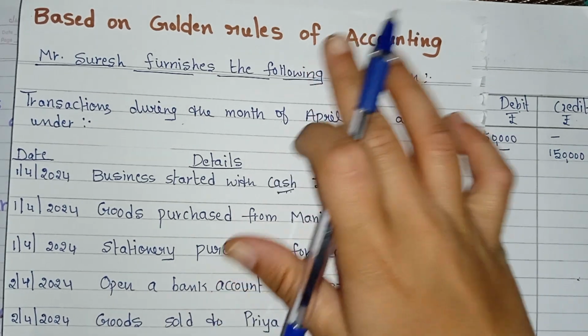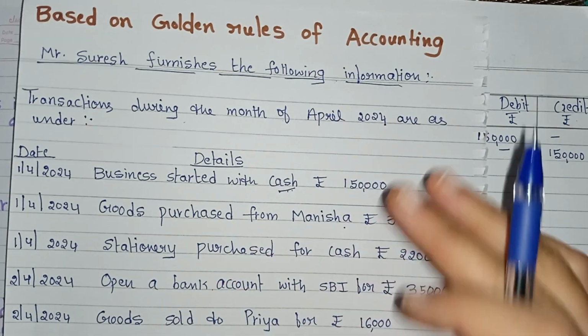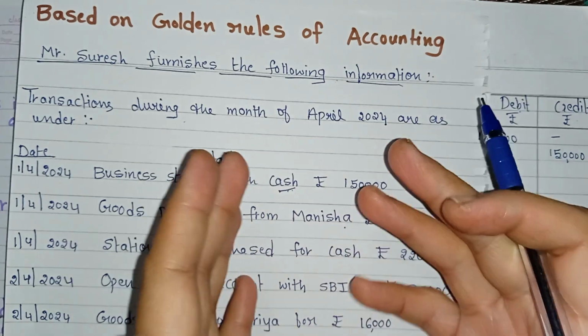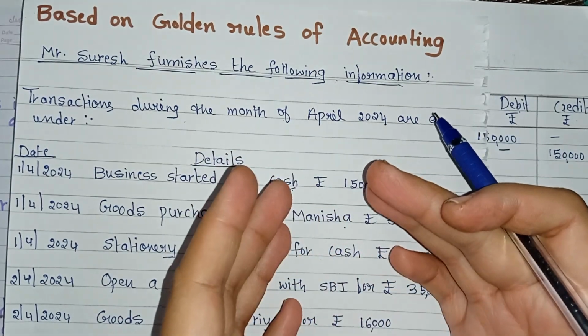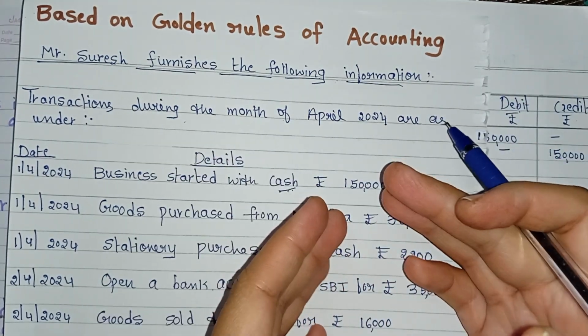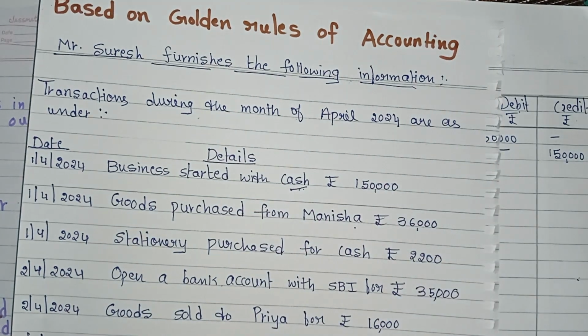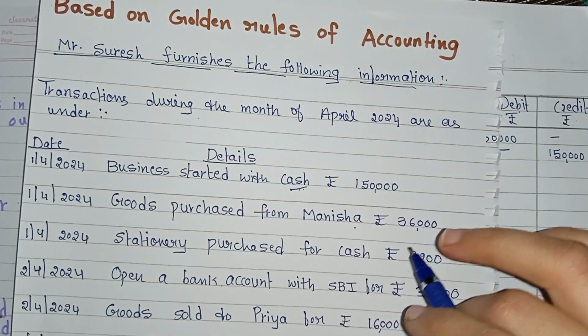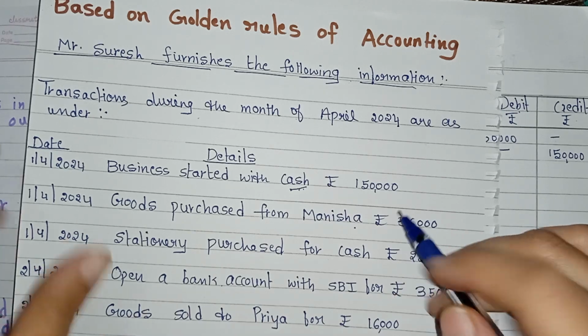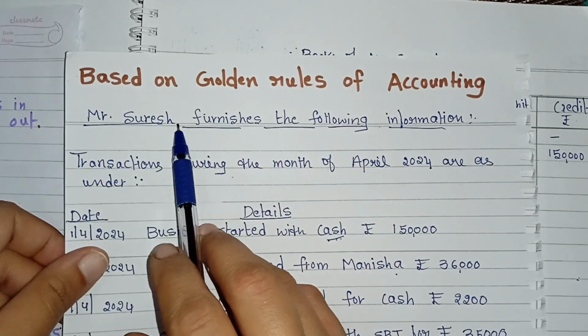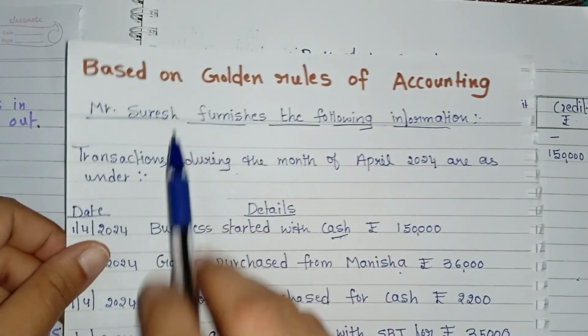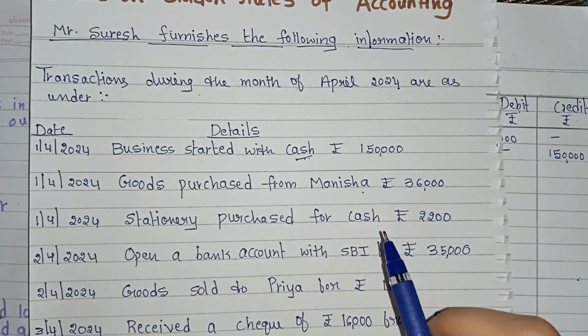According to the golden rules of accounting, personal accounts relate to whom? Individuals, meaning natural persons, firms or organizations, and the capital account essentially reflects the owner's position in the business. So here we should not write Mr. Suresh account. We have to write capital account.